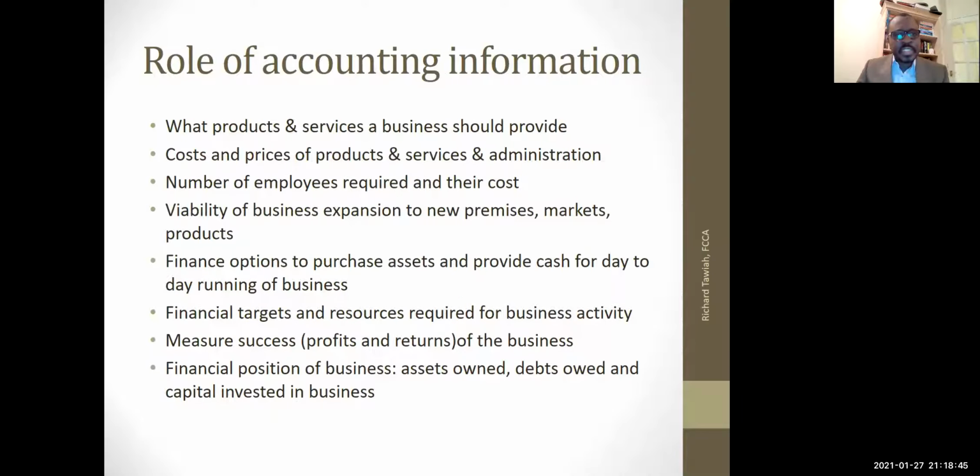Okay. What is the role of accounting information? You know, accounting information gives us a lot of questions to find solutions to, all right?